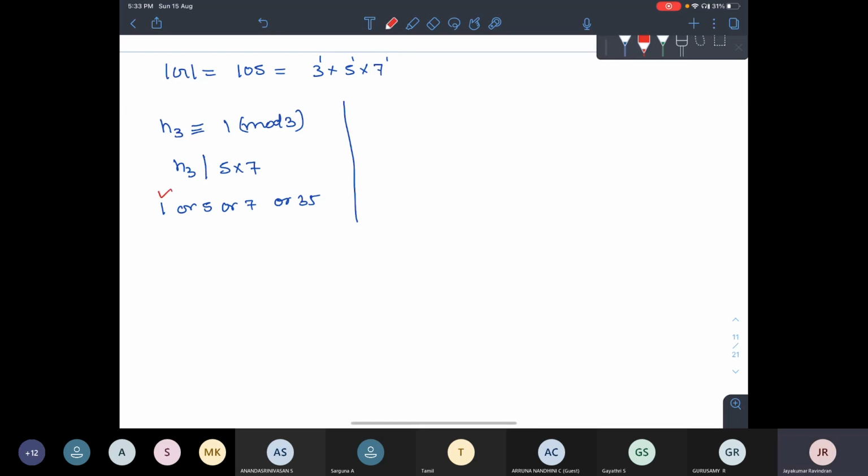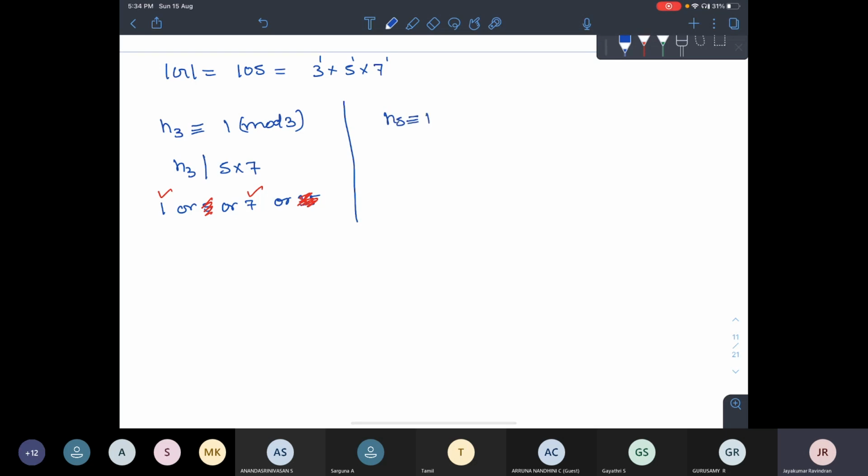1 is always possible. 5 minus 1 is 4, not divisible by 3, so not 5. 7 minus 1 is 6, divisible by 3, so this is possible. 35 minus 1 is 34, not divisible by 3, right? So this is not possible. So let's go for the next one.